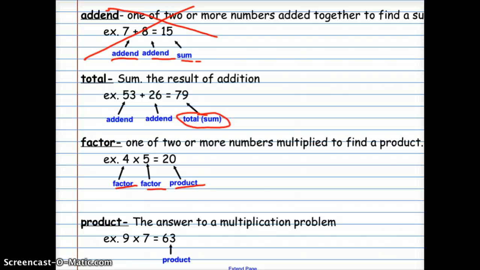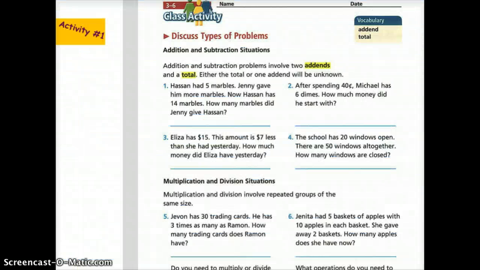All right, moving on to page 137 today. These ones are going to just be addition and subtraction problems that have two addends and a total. Either the total or one addend will be unknown. Hassan has 5 marbles. Jenny gave him more marbles. Now Hassan has 15 marbles, or 14 marbles. How many marbles did Jenny give Hassan?